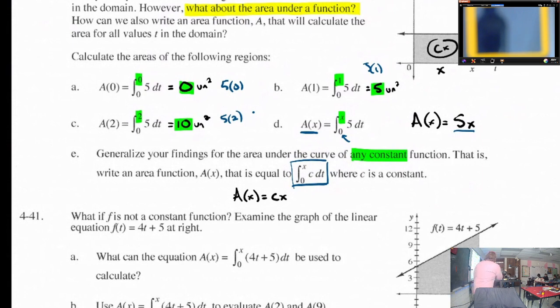Now, this is really easy because that's a constant function with a horizontal line. Obviously, we have all sorts of functions. We have straight lines, like this 4t plus 5 going on down below. We also have ridiculous curves, like this one over here on the board. And we need to be able to figure out the area under the curve for any of them. And that's where we're going with this.